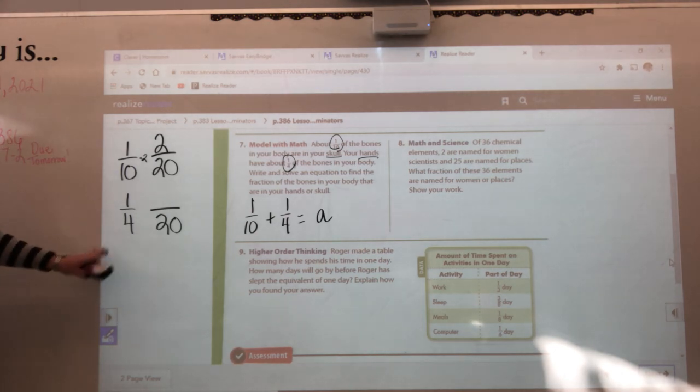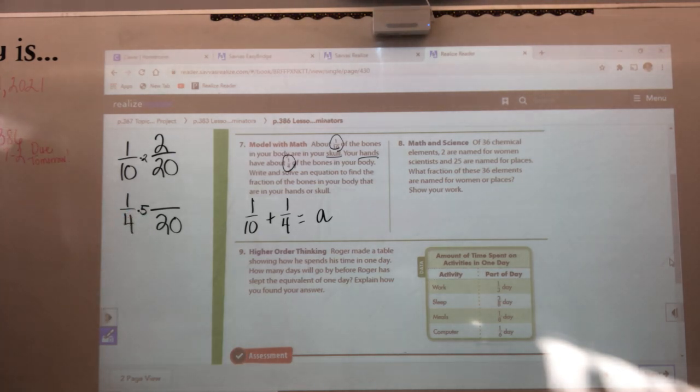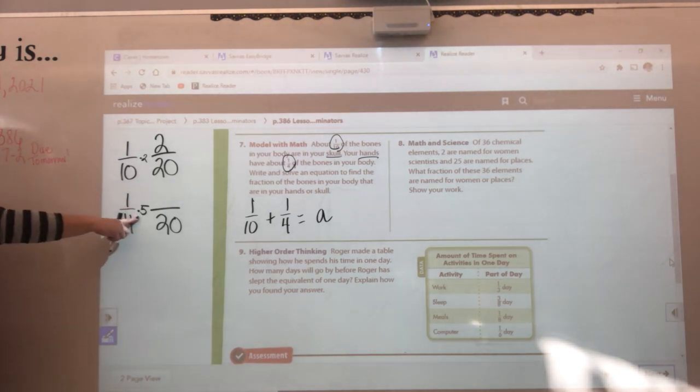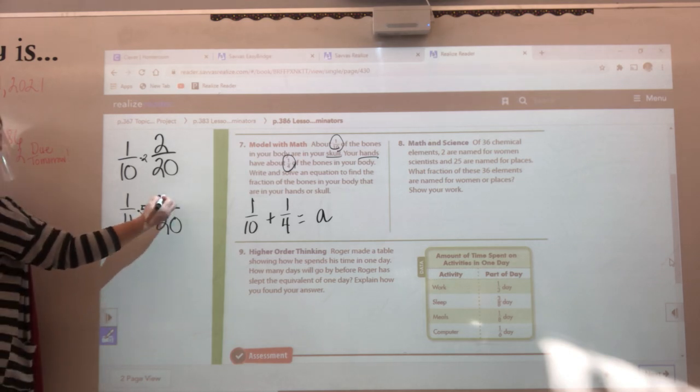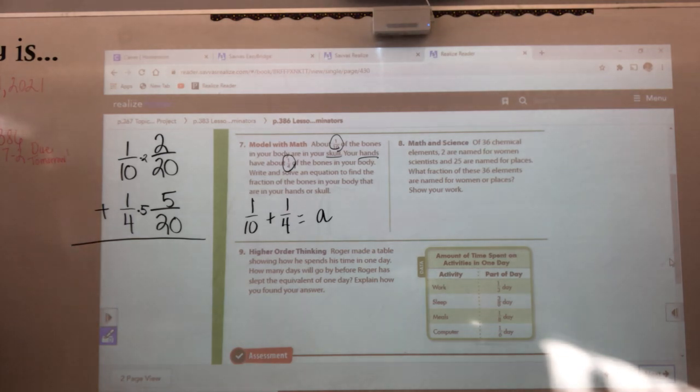Colin, now I'm on the bottom fraction. What do I do? 4 times 5 is 20. 4 times 5 would get you 20. So if you multiply the bottom times 5, Colin, you got to multiply the top times 5. So what would you get? 5. Now we're adding these because we're adding the hands and the skull. Tell me what I do next, Hope.